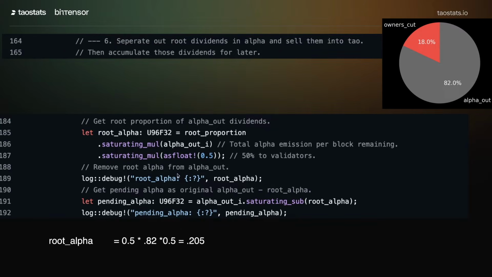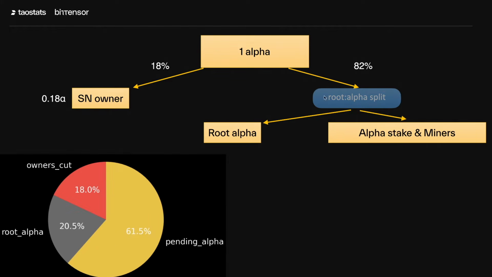So then we remove that alpha from the alpha out. So the pending alpha, we're going to rename this, is now alpha out minus this. So pending alpha is 0.82 minus 0.205, so 0.605. And so now what we've done is we've calculated the root alpha split.